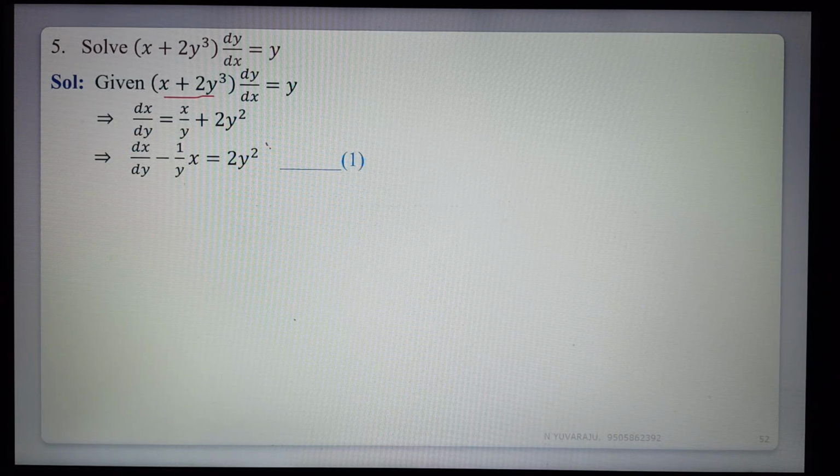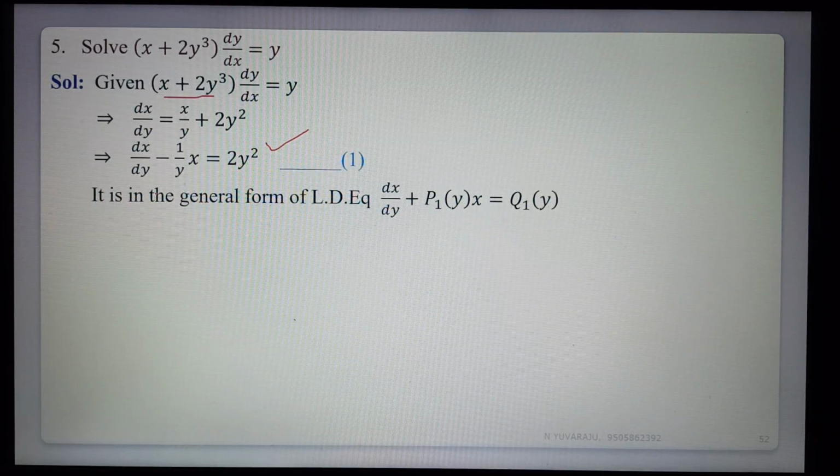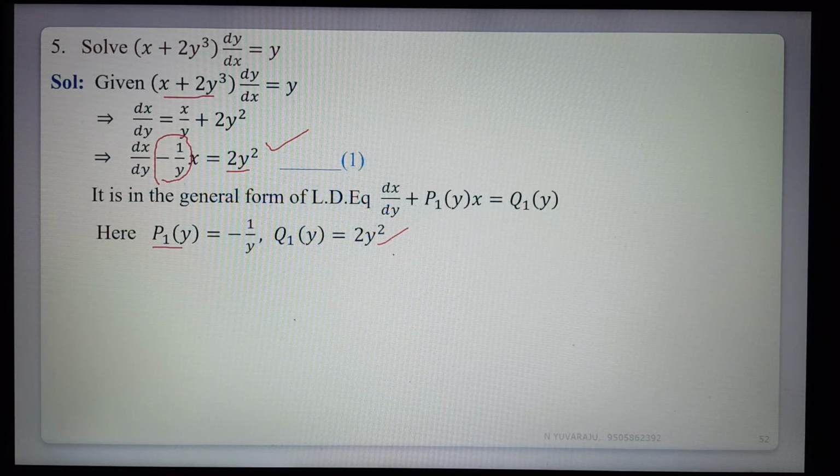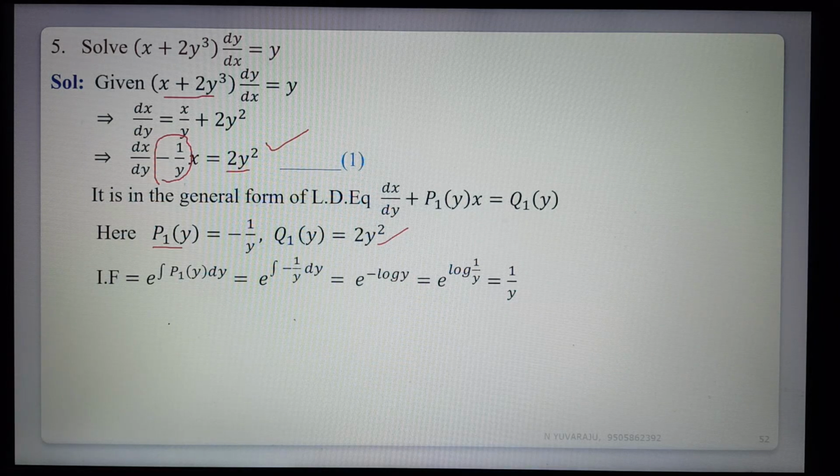So this is the second form of the linear differential equation where P1 is equal to -1/y, and Q1 is equal to y². Now finding the integrating factor, e power integration of P1 dy is equal to e power integration of -1/y dy, that is equal to e power -log y, that is equal to e power log of 1/y, that is equal to 1/y is the integrating factor.